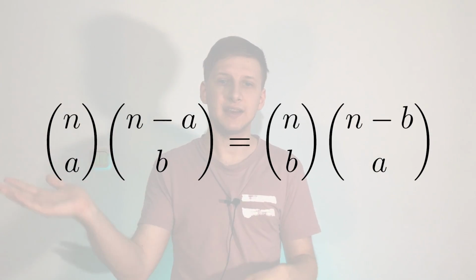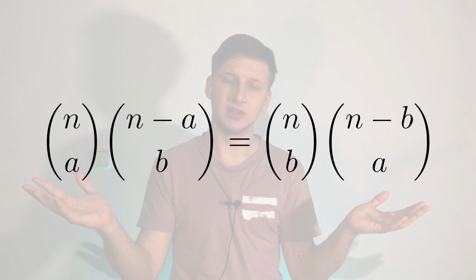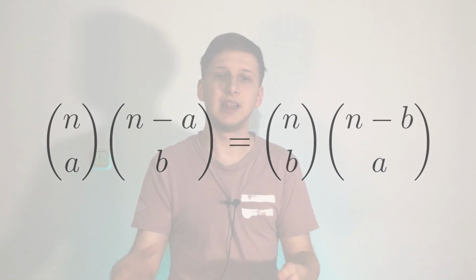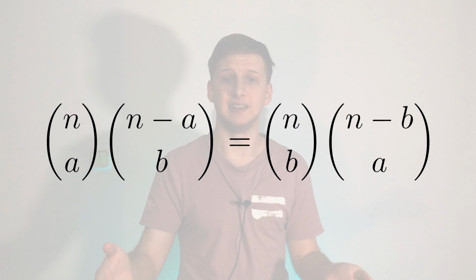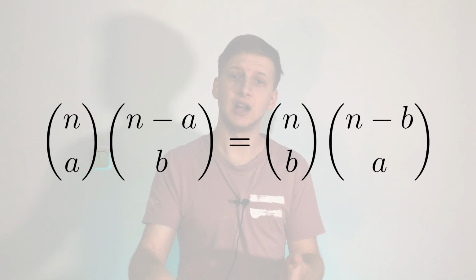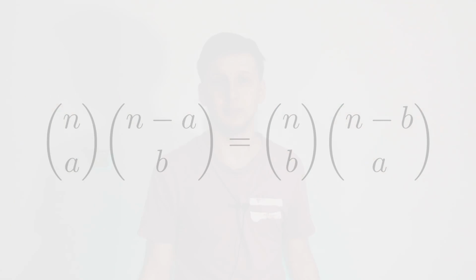Instead, we would like to take it and show that the left and right side of this equation represent the same thing in the language of choosing some objects from a larger group of objects. Such proof is known as combinatorial proof. To showcase the power of such proof, let's prove the just mentioned identity in 2 ways, algebraically and combinatorially.